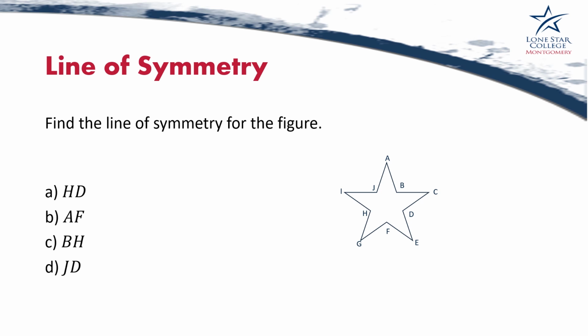What about AF? We cut it straight down. That could work, right? If you fold it across the AF, that would look good. Let's try the other ones. BH. Nope, same problem, right? Same thing for JD. That also wouldn't work. So the only reasonable answer in our answer choices would be AF.